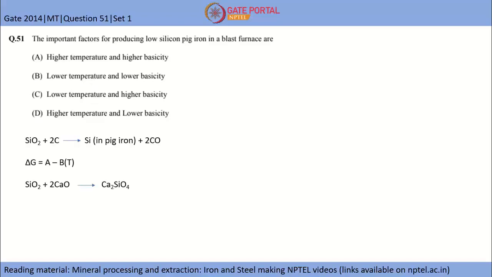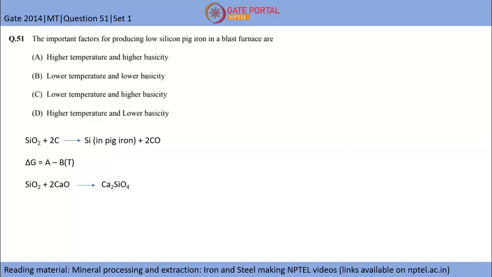So if you look at these reactions where the silica reacts with carbon, which is basically carbon from the coke, gives rise to silicon in pig iron. So if this reaction is taking place, we are getting higher silicon in pig iron, and for every reaction there is some delta G, like the free energy change, associated with every reaction. So let's assume that delta G is A minus BT, where T is the temperature.